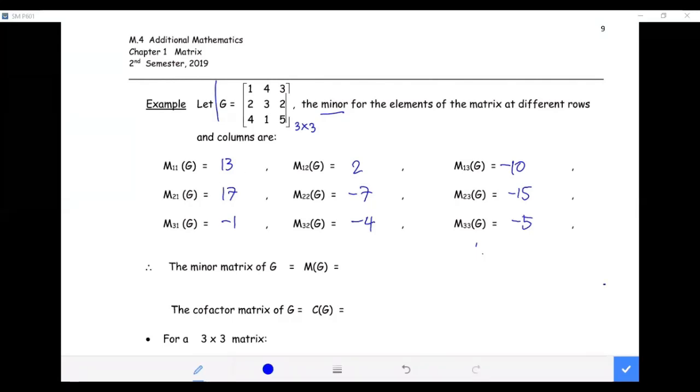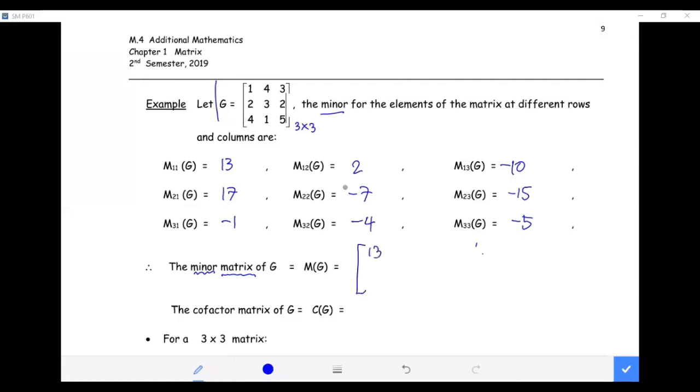You know how to find a minor of a matrix at any location, right? At any location that you want. So let's go to the next thing. The next thing is the minor matrix of G. When you see the word matrix, you already know what it is. Minor matrix means you have to put all of those 9 numbers into a matrix. So let's do it quickly.